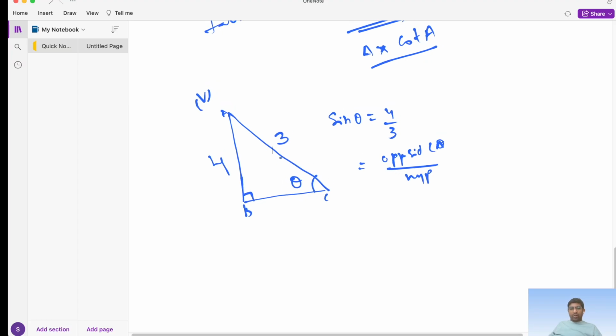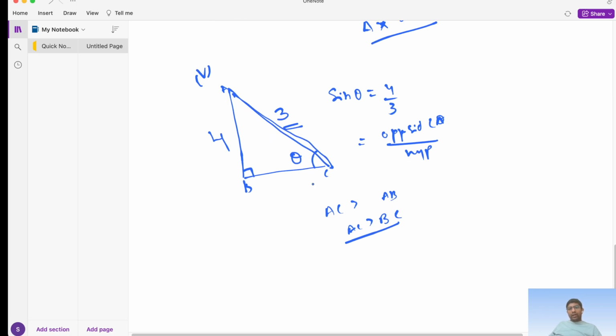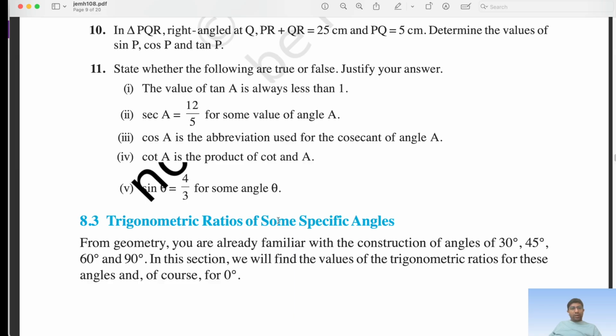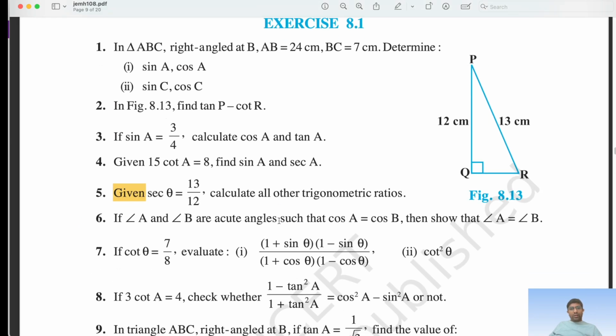because in a right angle triangle, the hypotenuse is the largest side. So AC should always be greater than AB, and AC should always be greater than BC. It is the largest side. So since 3 is less than this side, this triangle cannot be formed and this statement is false. Okay, by this we will complete exercise 8.1. Thank you.